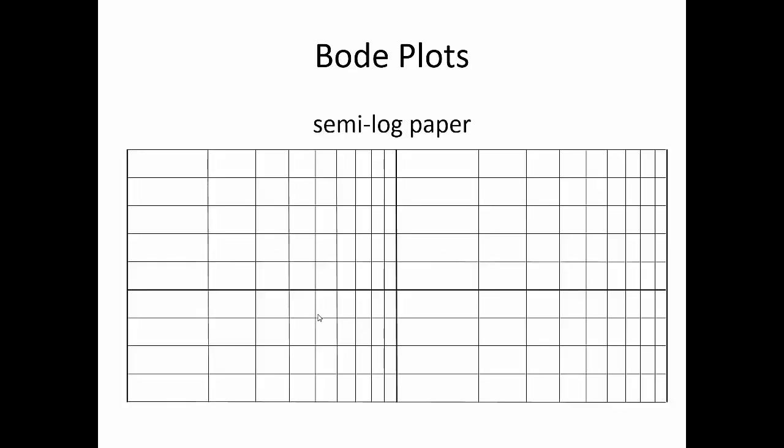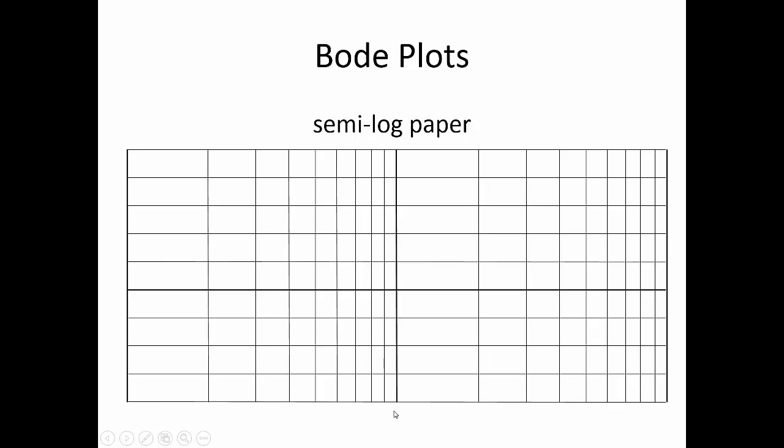We're going to do the drawings on semi-log paper, where we have a log scale on the x-axis and a linear scale on the y-axis. Now the y-axis is only somewhat of a linear scale because we're going to plot the y-axis in terms of dB, decibels, and that's a logarithmic factor too. But it's linear with respect to dB. It's logarithmic with respect to omega.